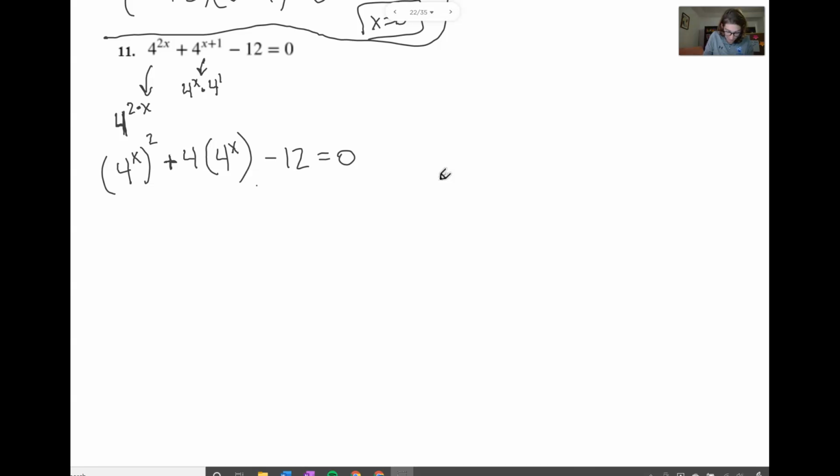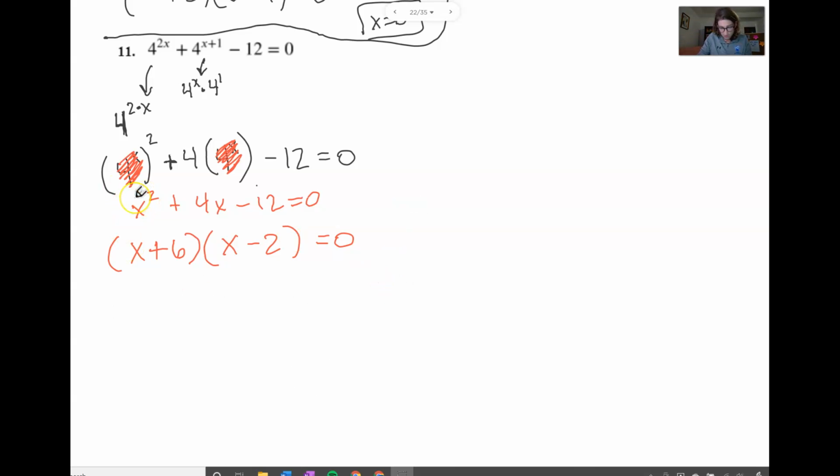But now that it's in this form, if I cross out the 4 to the x's and we pretended that it was x squared plus 4x minus 12 equals 0, I know you would all be able to tell me this factors to x plus 6 times x minus 2. But we don't have x squared, do we? We have 4 to the x power. So you're going to take what you understand of how this factors to something plus 6 and something minus 2, and we're just going to use 4 to the x instead of x.